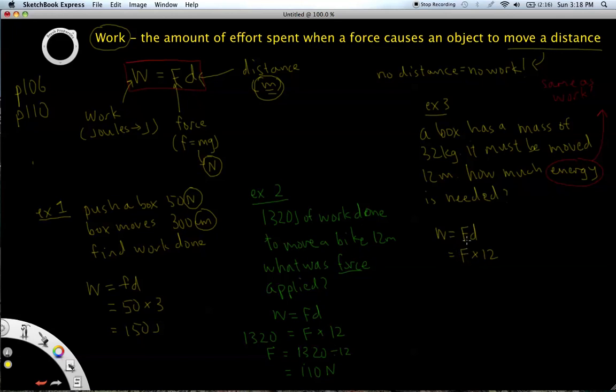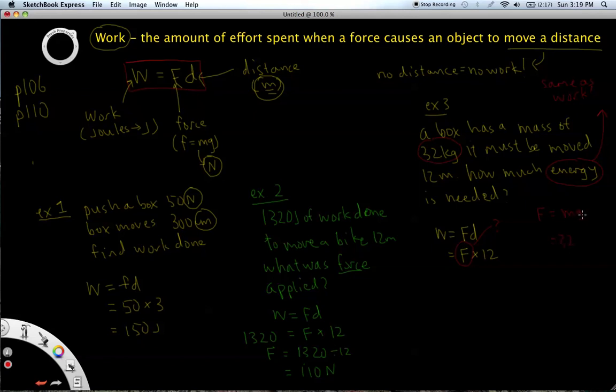But this is an example where I'm linking the formula from this screencast to the one from before. Can I find the force here? And the answer is yes, I definitely can. So I have another formula for force, F equals mg. Now, do I know the mass of the box? Yeah, it's right here. It is 32.